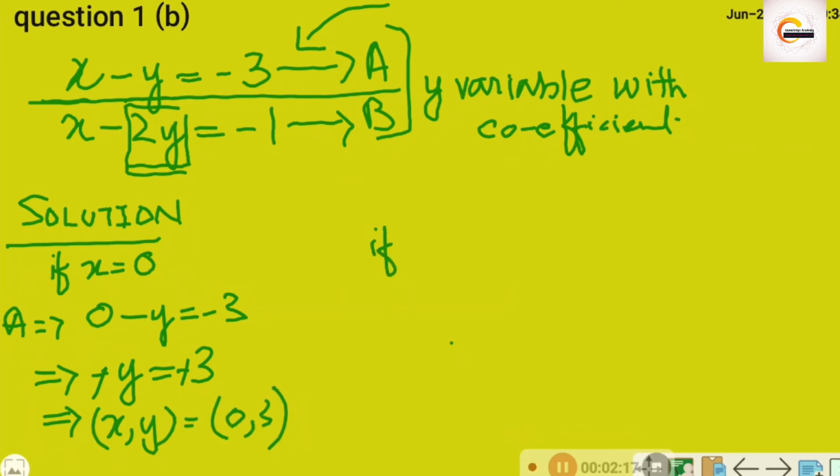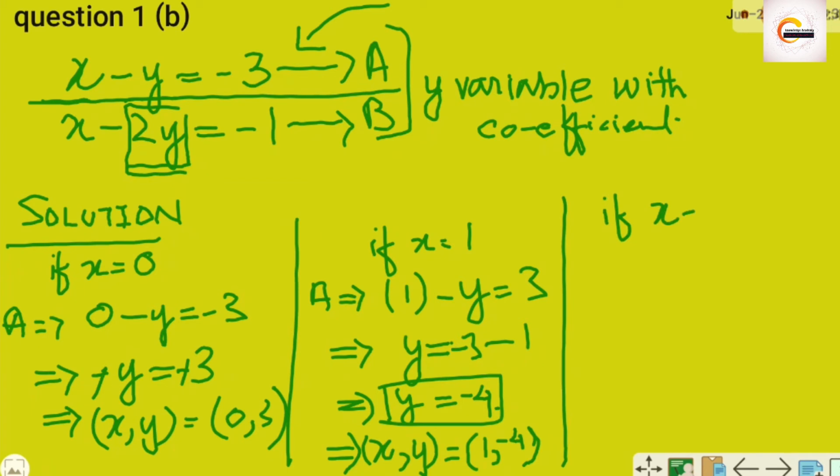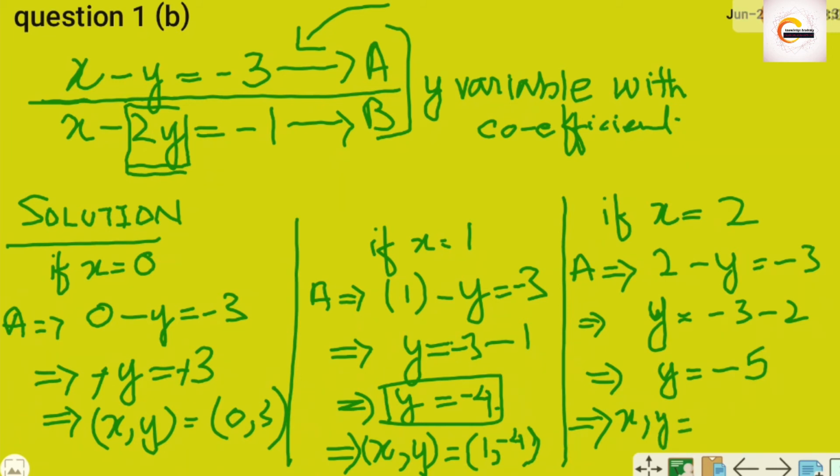Now if x is equal to 1, then x comma y is equal to 1 comma minus 4. Similarly, if x is equal to 2, equation a implies that 2 minus y is equal to minus 3. Now x comma y is equal to 2 comma minus 5. Okay, so I'm going to draw the table of all these coordinates.